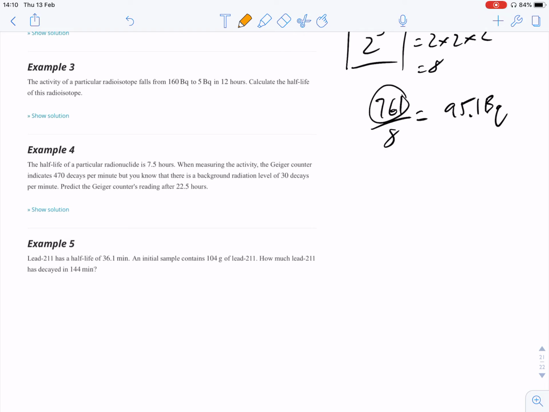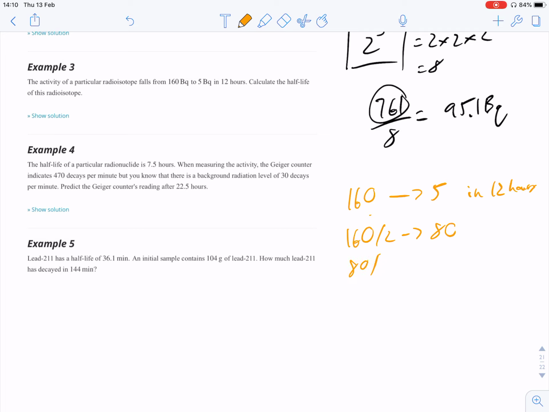Okay, so it's gone from 160 decays per second to 5 in 12 hours. So let's figure out how many half-lives it's gone through. So what we're going to do is divide 160 by 2. That's going to give us 80, so that's 1 half-life.